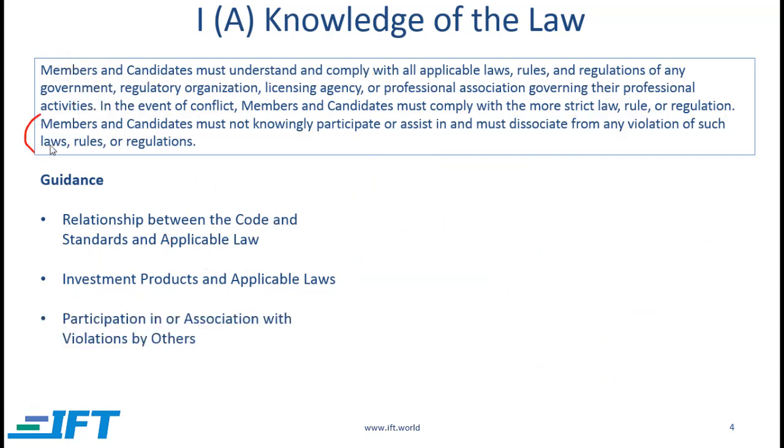We now come to the final part of 1A, which is that you must not knowingly participate or assist in, and you must disassociate from any violation of such laws, rules, or regulations. It is important to understand this term knowingly. Knowingly means something that you know or that you should know.